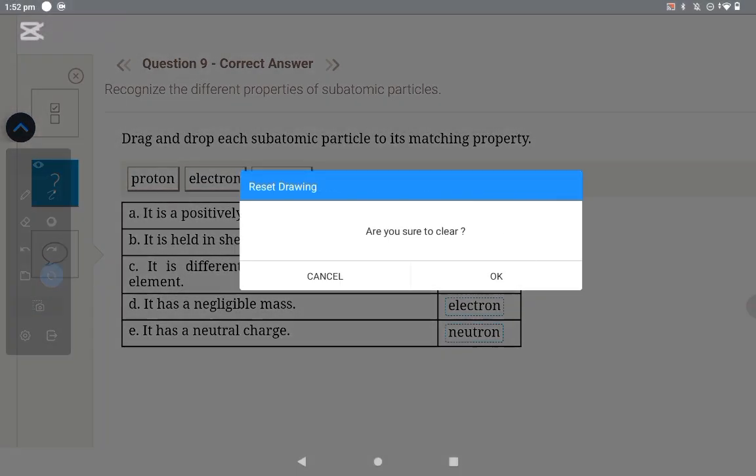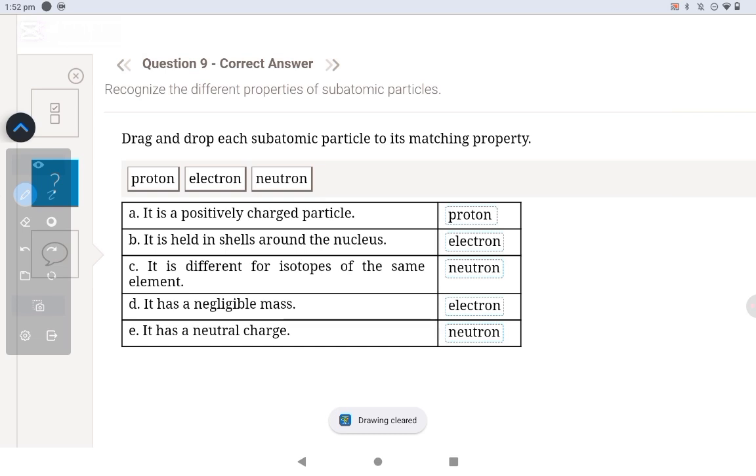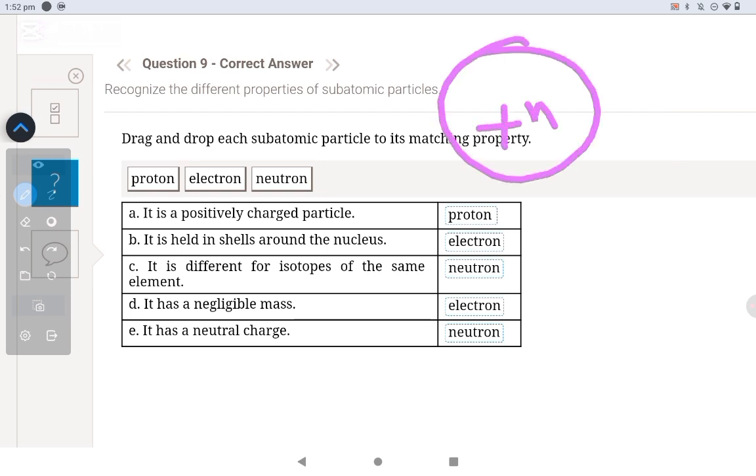These are characteristics. A proton is a positively charged particle. Electrons are held in shells around the nucleus. This is the nucleus, where we have the protons and the neutrons, and the electrons are around the nucleus. The number of neutrons is different for isotopes of the same element: same atomic number but different mass number, so a different number of neutrons.